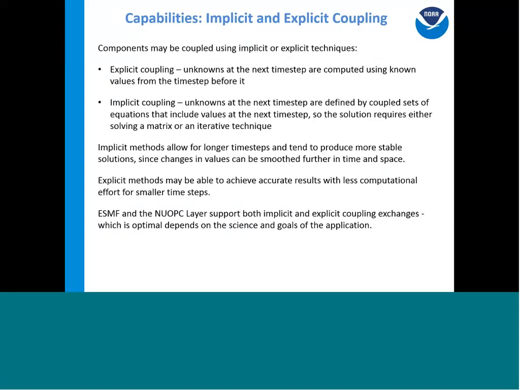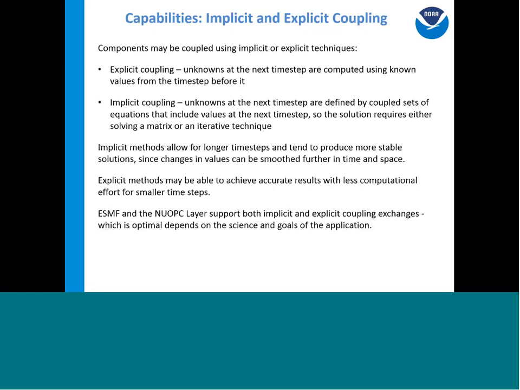The advantage of the implicit methods is that they allow for longer time steps and tend to produce more stable solutions, since the changes in the values allow for smoothing further in time and space. The explicit methods can achieve potentially more accurate results with less computational effort for smaller time steps. So if you have something at a shorter predictive timescale, an explicit method might work better.